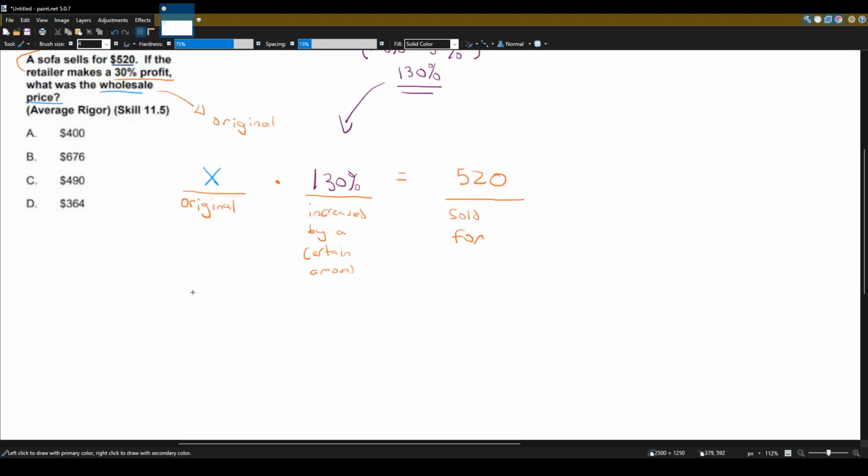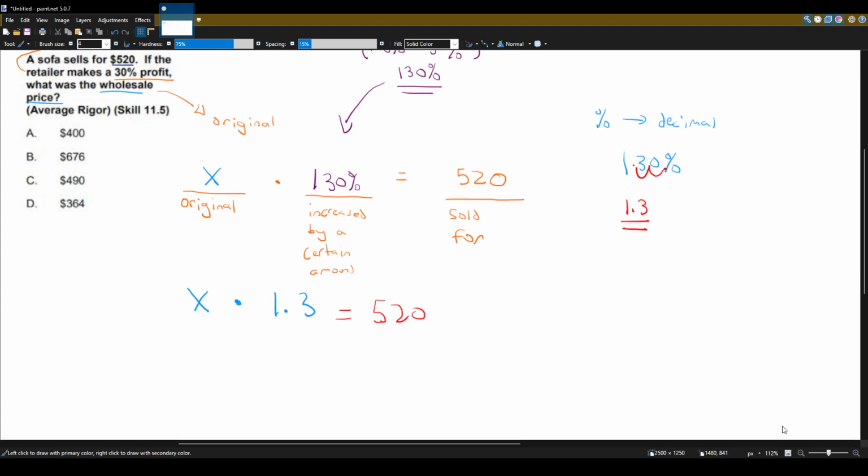Now let's change this percent into a decimal, and then we can use our calculator to solve our final answer. So 130% as a decimal is 1.3. Again, to go from percent to decimal, all you have to do is take your percent and move the decimal point two spaces to the left. So 1, 2. So now we have X times 1.3 is equal to 520.